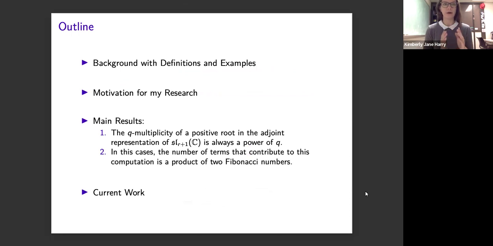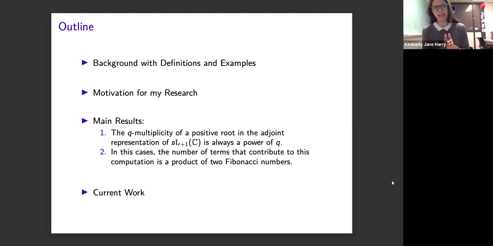Just so we all are somewhat on the same page, I'm going to give a little bit of background with definitions and examples. Then I'm going to give some motivation for my research, like what was the story before I jumped into my results, and then I will talk about my main results.